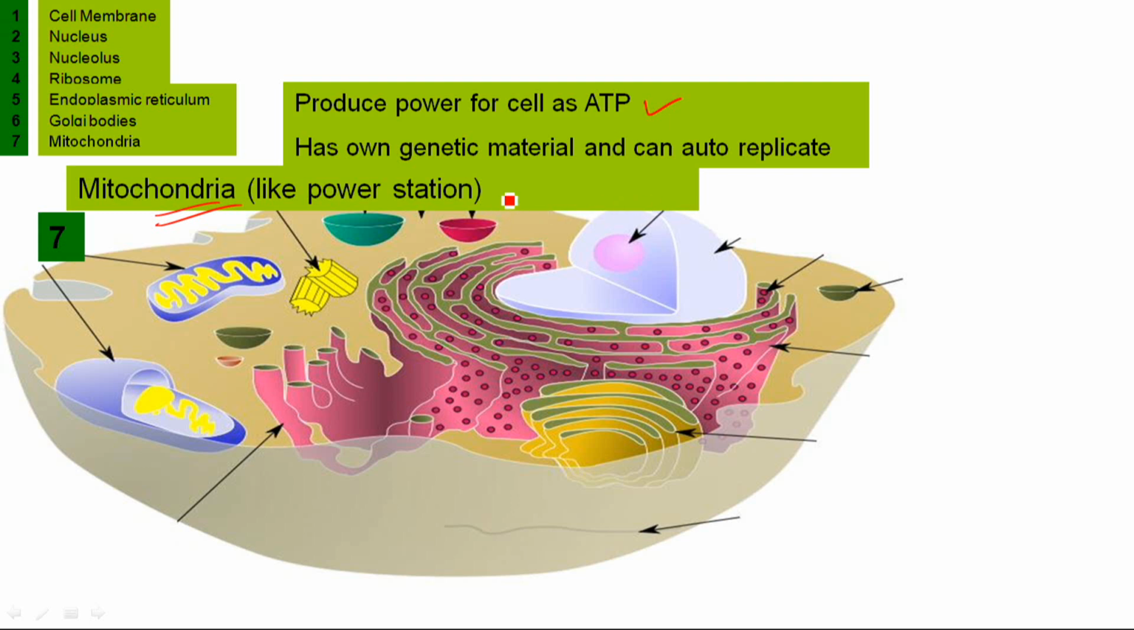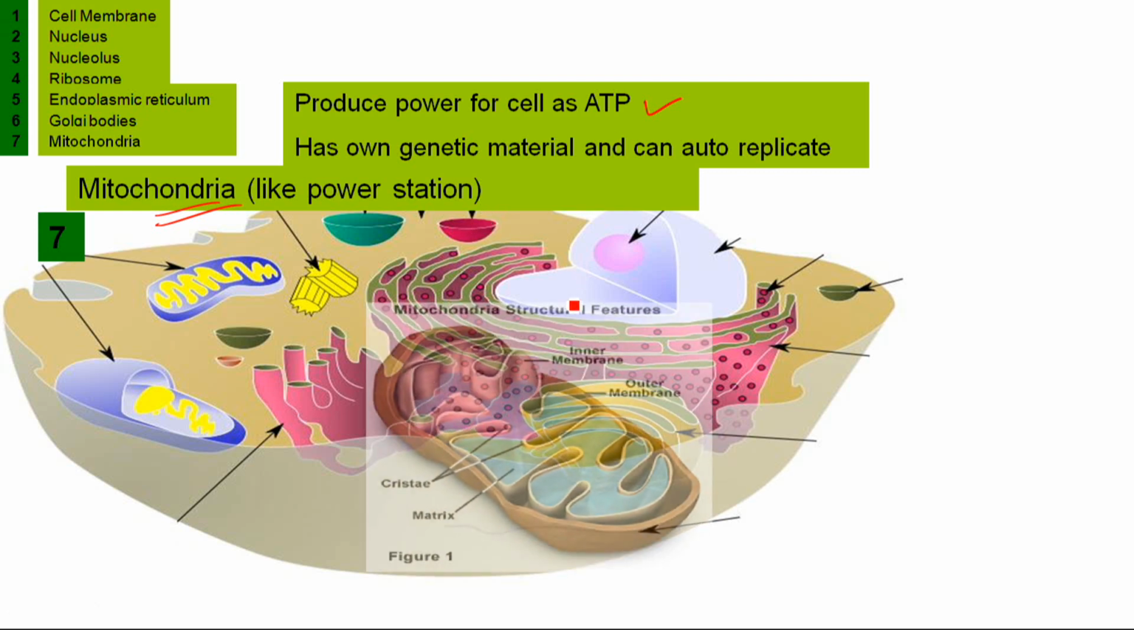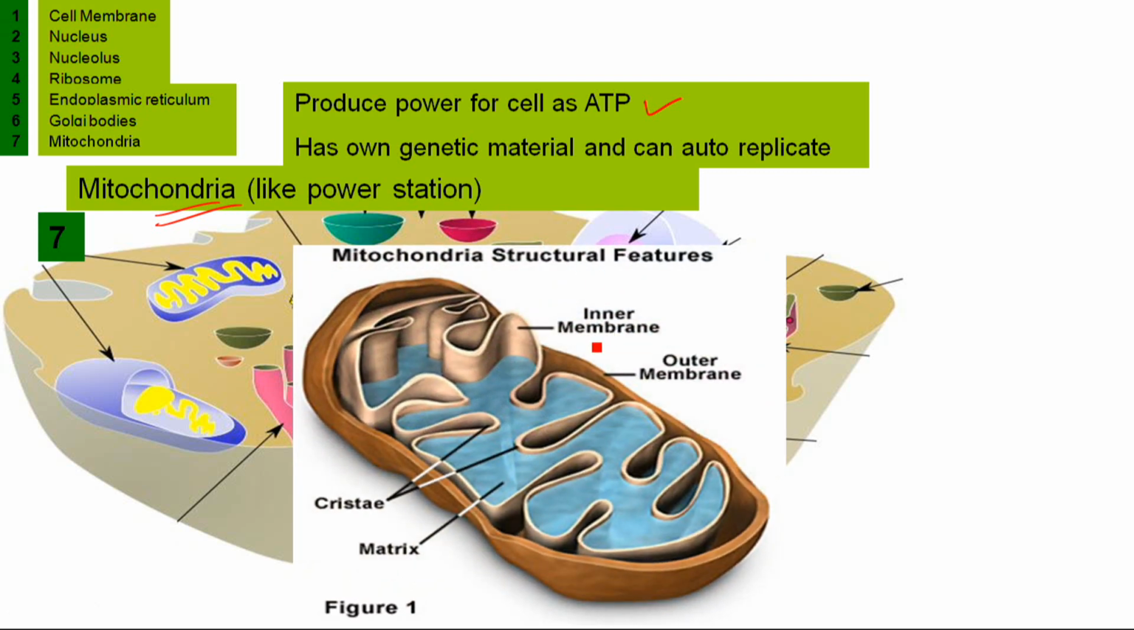And mitochondria is a double-bilayered membrane enclosed organelle that produces the ATP and has its own genetic material and can also auto-replicate. And this is the site for the electron transport chain that produces the ATP. And this is the inner membrane of the mitochondria, and this is the outer membrane of the mitochondria. The electron transport chain functions in these two membranes, and the folding of this inner membrane is called the cristae, and the inside material of the mitochondria is called the matrix.